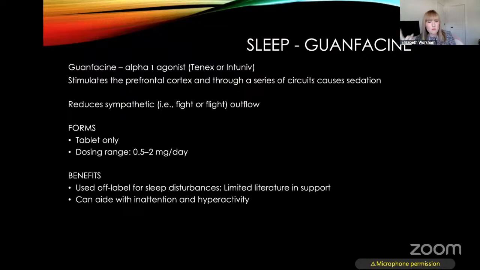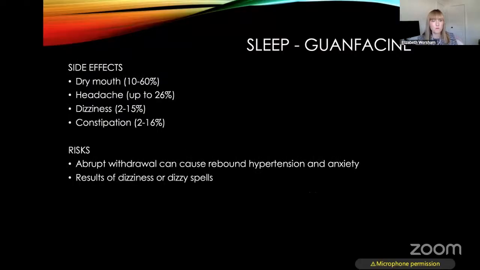Also, we're going to touch on this a bit later. Guanfacine can help with inattention and hyperactivity. Side effects of guanfacine can include dry mouth in anywhere from 10 to 60% of persons taking it, headache up to 26%, dizziness, and constipation.